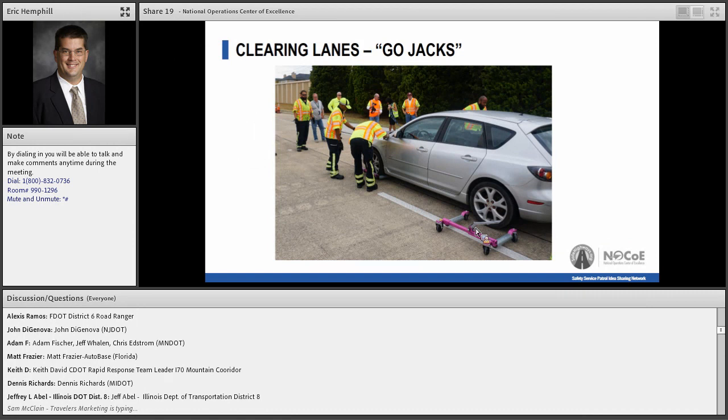We already talked about the push, pull, drag, and we do all that, and you're more than welcome to come out and join us in one of our training days. We'll talk about that in a little bit. But we also keep these on our trucks. We refer to them as Go-Jacks. That's the brand name for them. They are basically wheel lifts.